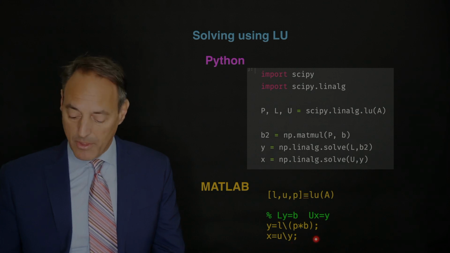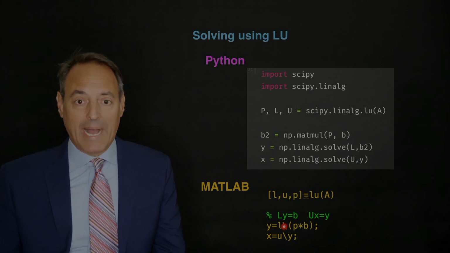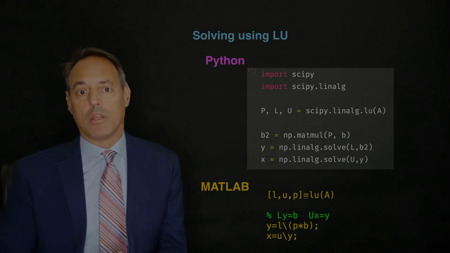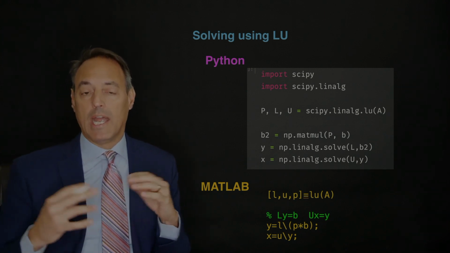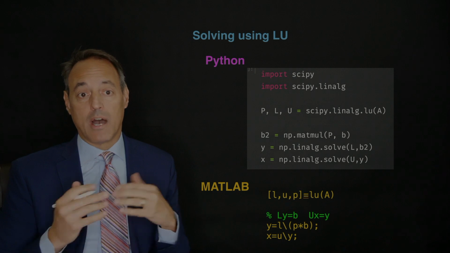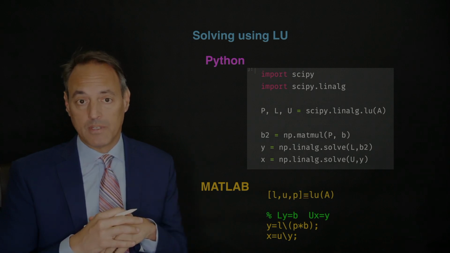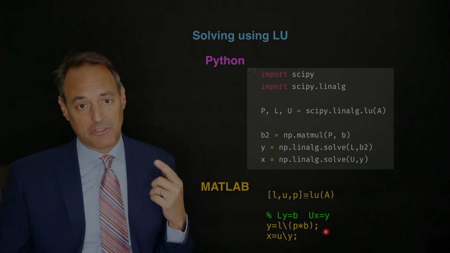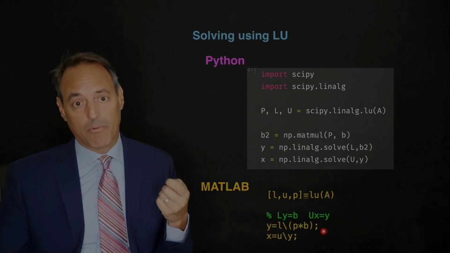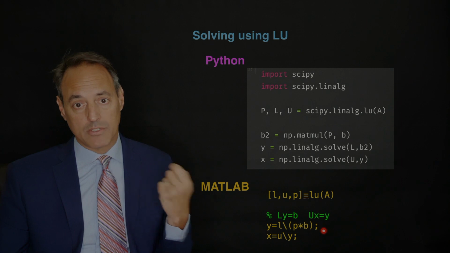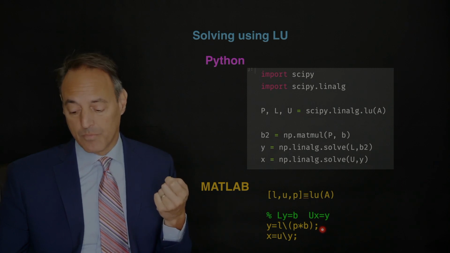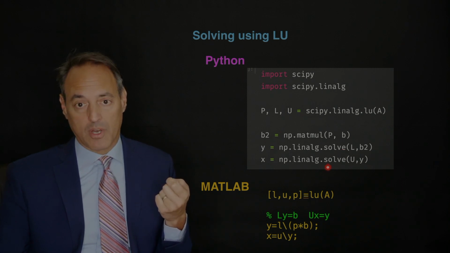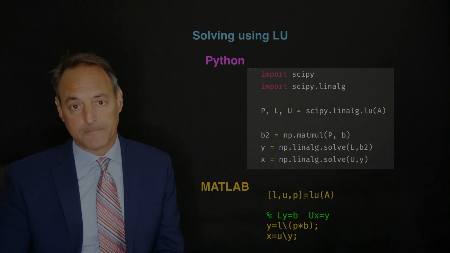Two-step process, and by the way, the backslash is smart in MATLAB. What it says is, hey look, this matrix is already in upper or lower triangular form, so all I have to do is back substitute. So if you use the backslash here with these matrices, it will perform these operations in order n squared, okay? Whereas in Python, we've got to work on that to make that happen.